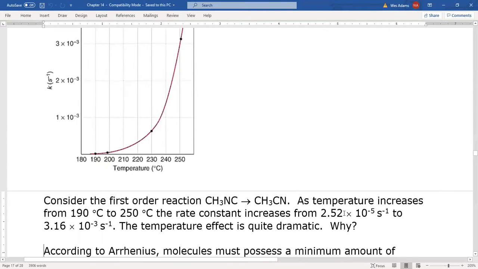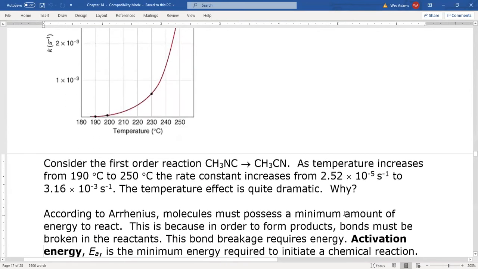And so if we consider that reaction, the temperature increases from 190 to 250 and the rate constant goes from 2.52 times 10 to the negative fifth inverse seconds to 3.16 times 10 to the negative third inverse seconds. That's a quite dramatic increase in the rate, but why does that happen?